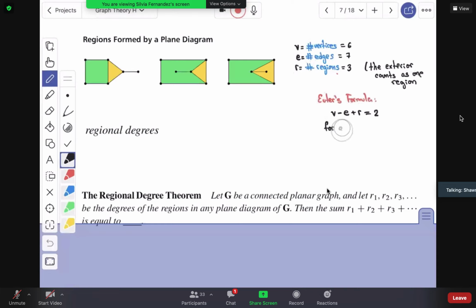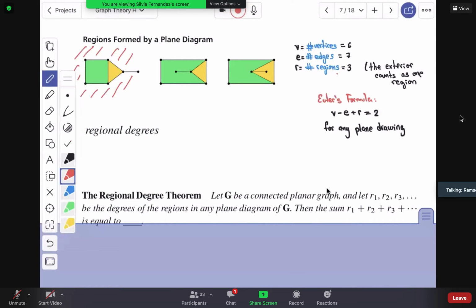A couple questions. One, I just want to make sure the exterior counts as 1 region, but what do you mean by exterior? This, and all the way to infinity. So the rest of the plane. Imagine this is a partition of the entire plane. You have the green, you have the yellow, and everything else is gray. That's the exterior region. The outer region is usually what it's called.